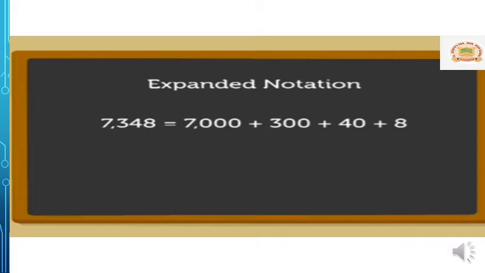So 7348. Let's write it in the expanded notation. 7000 plus 300 plus 40 plus 8. 7348, and you have to open these numbers. So 7000 plus 300 plus 40 plus 8. Hope you understand this. For you, let's take one more example to form expanded form.